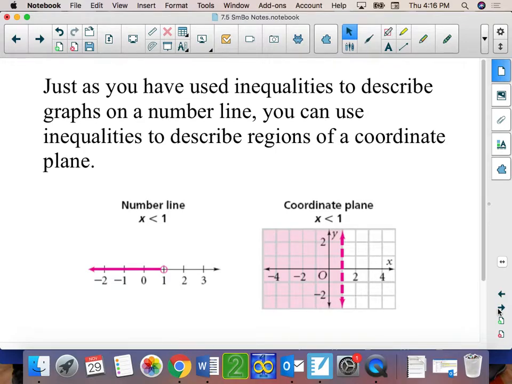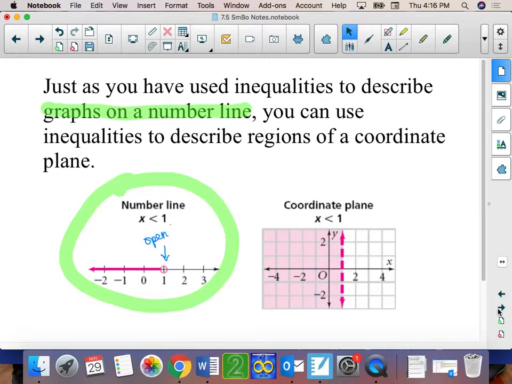So what we have done prior to now is we graphed all inequalities on a number line. So if you look at this example here, this is where we've been. If you'll recall, you could have circles that were open or closed, and then you would shade left if our symbol was less than or equal to, and shade right if our symbol was greater than or equal to.